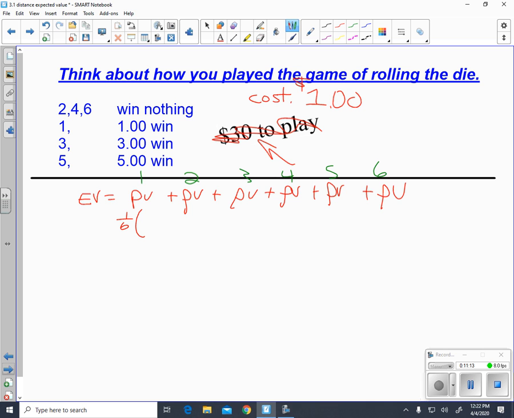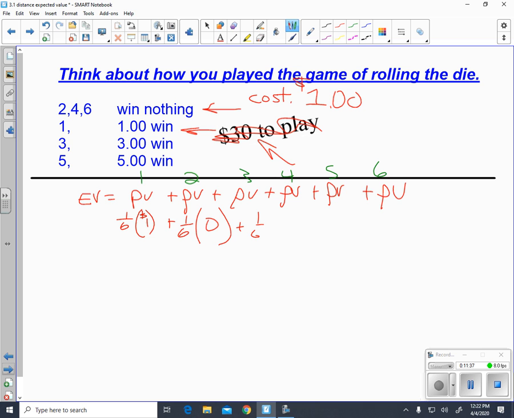And in the game, the value for rolling a 1 is I win $1. So I'm going to put a 1 for $1. Plus, what's the probability of rolling a 2? Well, that's 1 out of 6 again, right? And in this game, a 2 is even, and I win nothing. And then I just continue.